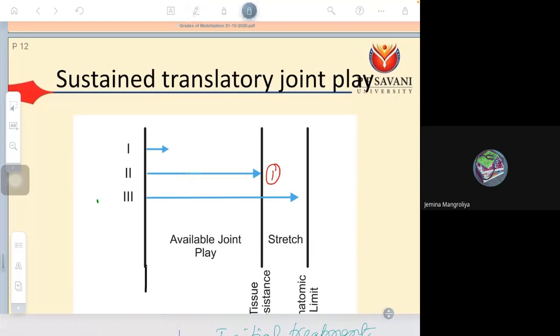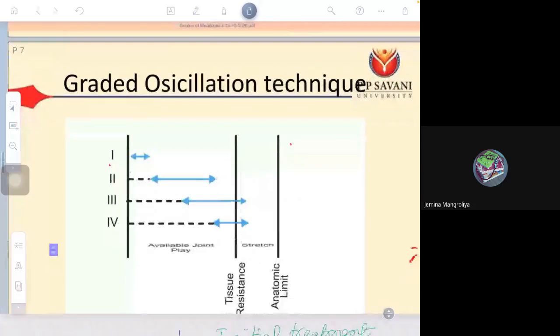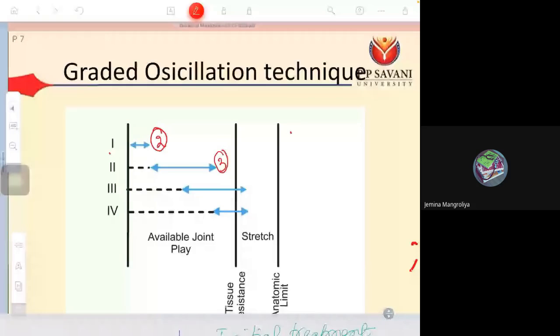So first I had given grade 1. What happened? Pain is increased. So what I have done, I went to oscillatory technique and I had given this treatment, grade 1 oscillation. Then I go for grade 3 oscillation. Clear? So after following this procedure, what will I do?